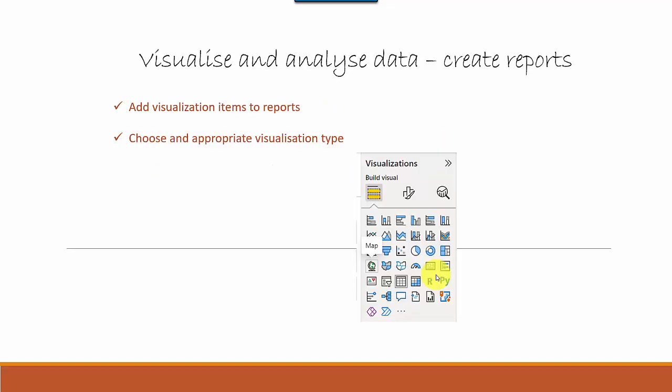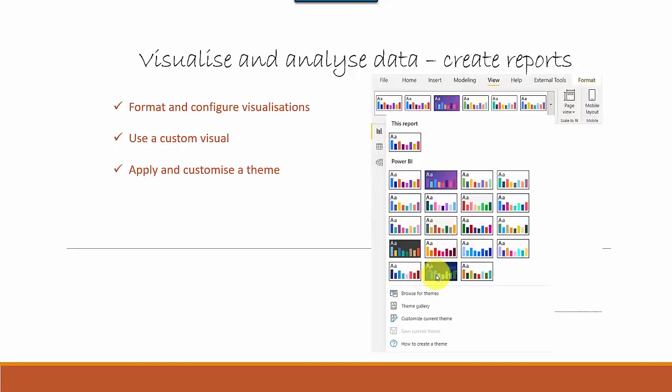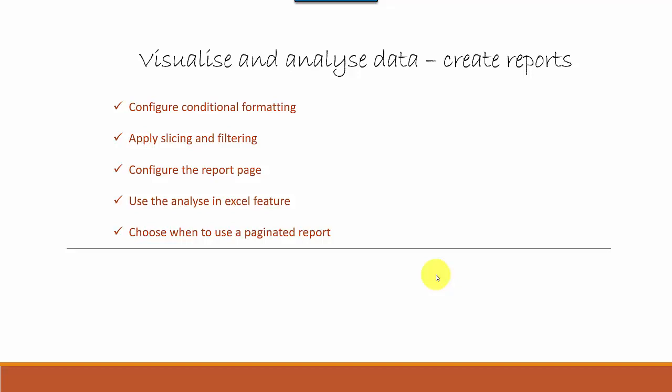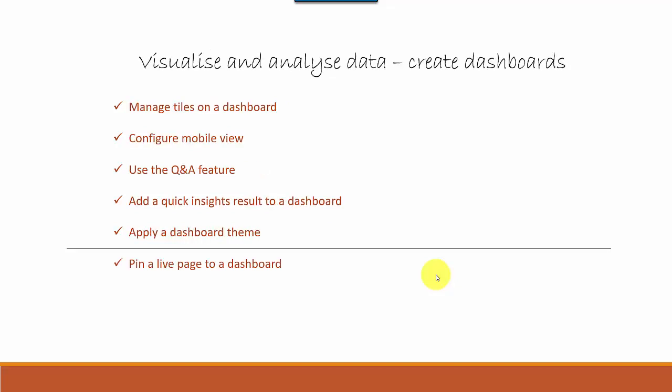We'll learn how to add visualizations and choose the appropriate visualization types. And these are all the topics that the Power BI exam covers, so we'll go through all of them. We'll learn how to format and configure visualization. We'll use custom visuals and how to apply a custom theme. We'll learn about conditional formatting, slicing and filtering, how to configure a report page. We'll also talk about using an Analyze in Excel feature, and we'll talk about when to use paginated reports.